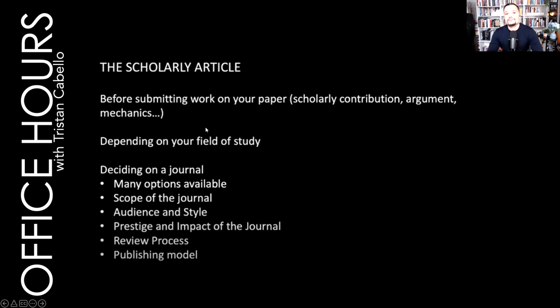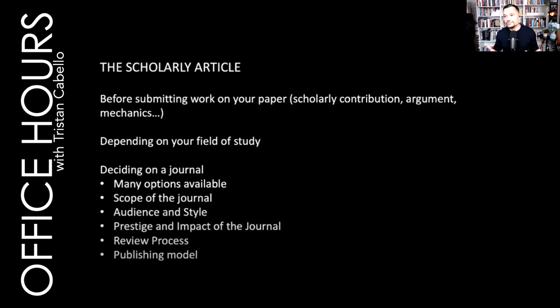So, when you have a scholarly article, that is, your capstone project is completed, you have received a good grade, and you want to move forward and send it to a journal. Before you submit your work to a journal, make sure that your paper is letter perfect, that your scholarly contribution, your argument, the academic mechanics, the research mechanics are on point. That means that you check, for example, what type of citation style the journal wants you to use. And that is very much, you know, depending on your field. Then you have to decide on a journal.